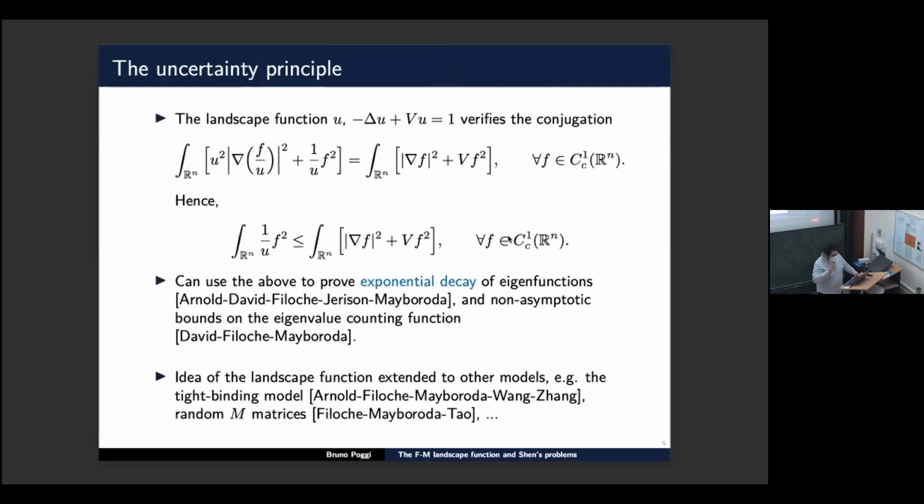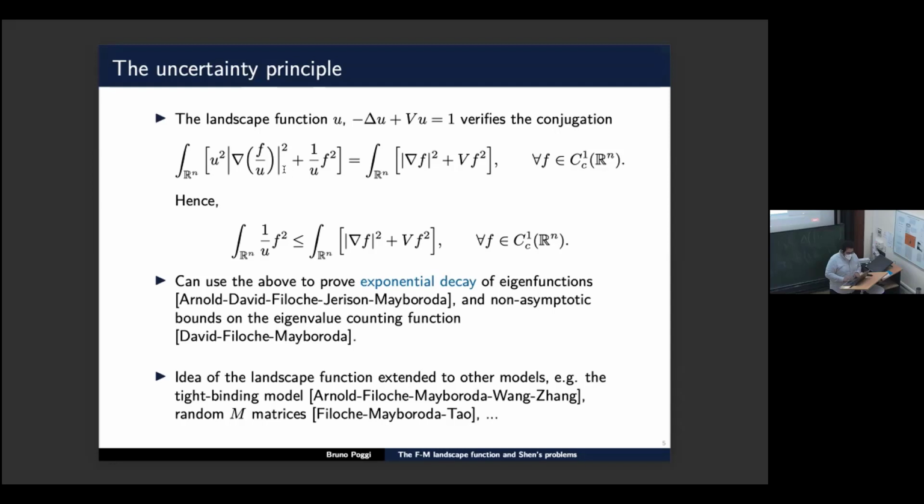A big reason why the landscape function works so well, something that explains a bit of the magic, is that you have this conjugation. You just prove it using algebra, so it is not too hard, but the point is that you can convert the full energy of the system, which is here on the right-hand side, to this energy here. The idea is you conjugate the Schrödinger operator by 1 over u.